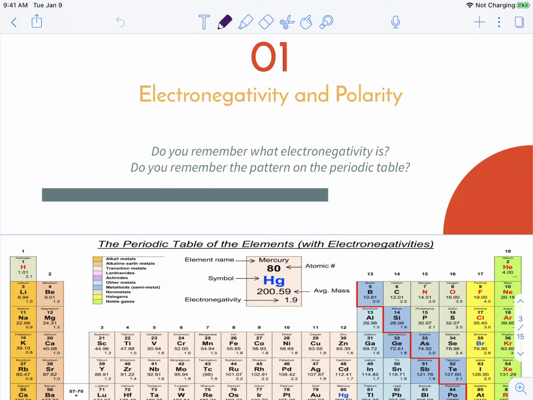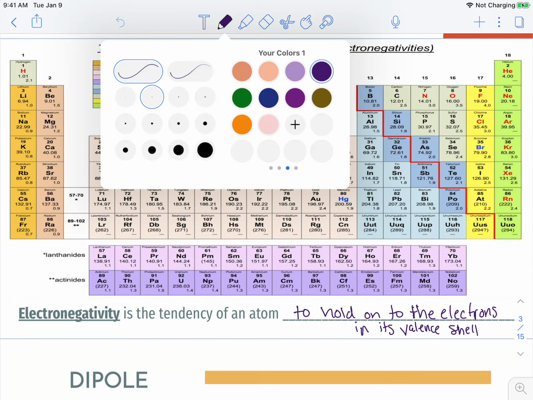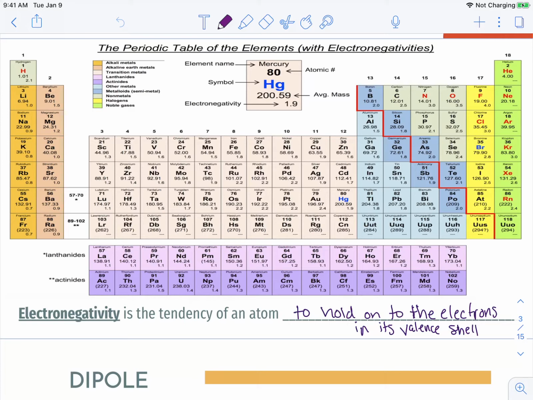Okay, and just kind of reminding ourselves what electronegativity is, okay? Electronegativity is the tendency of an atom to hold onto the electrons in its valence shell. That's what electronegativity is. So think back to the polar bear comic. Polar bears tend to be stronger than penguins, right? From that comic. So polar bears are going to hold on to that ice cream cone a little bit more tightly than, say, the penguins, right?